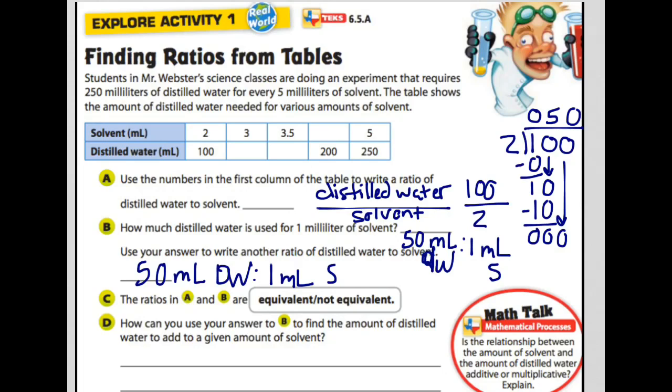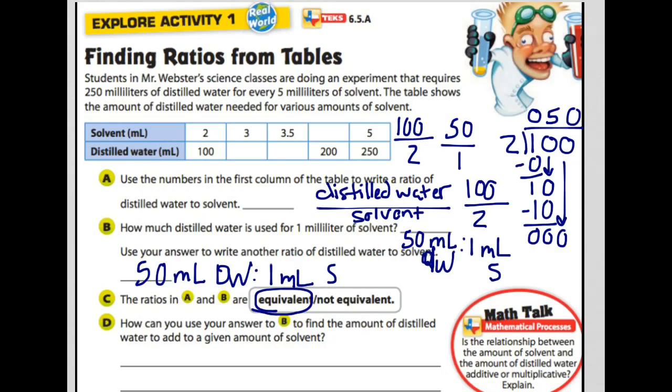The ratios in A and B are equivalent or not equivalent. Well, I know that if I took the ratio 100 over 2 and I simplified that, that would be 50 over 1. So 100 over 2 and 50 over 1 are equivalent.